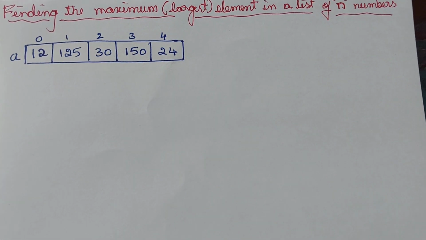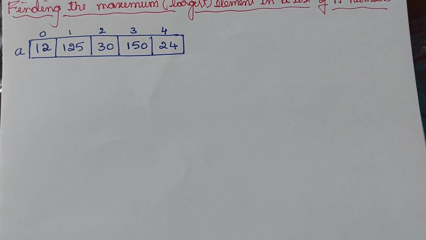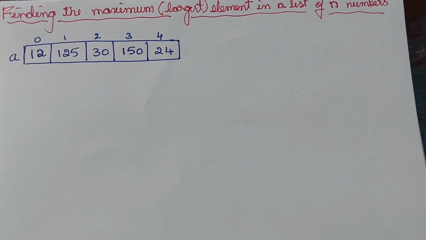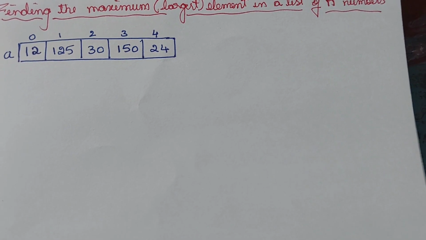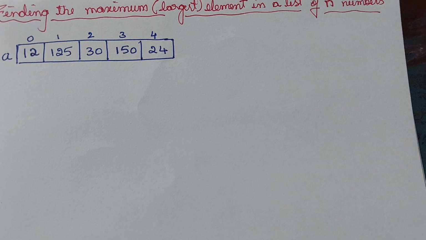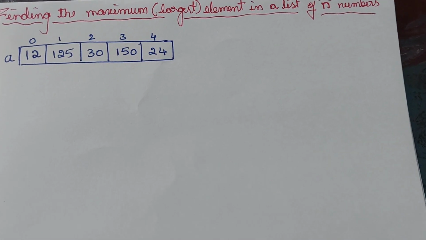How will it find? For that we need to plan the procedure, that is, design. First we need to design the algorithm, that means first we need to write the algorithm. After writing the algorithm, then we need to analyze it. So first let us see what the procedure is.